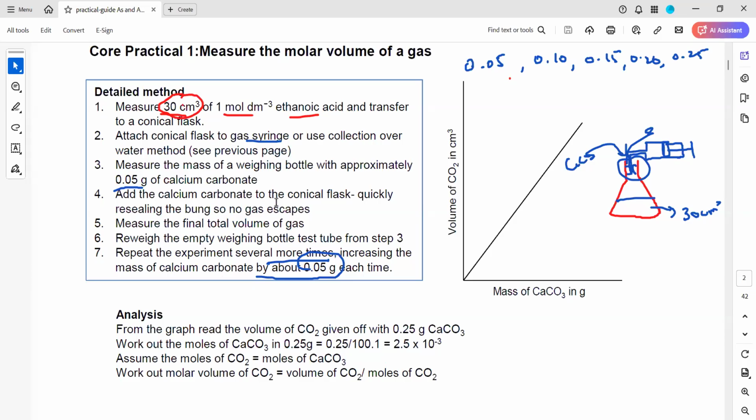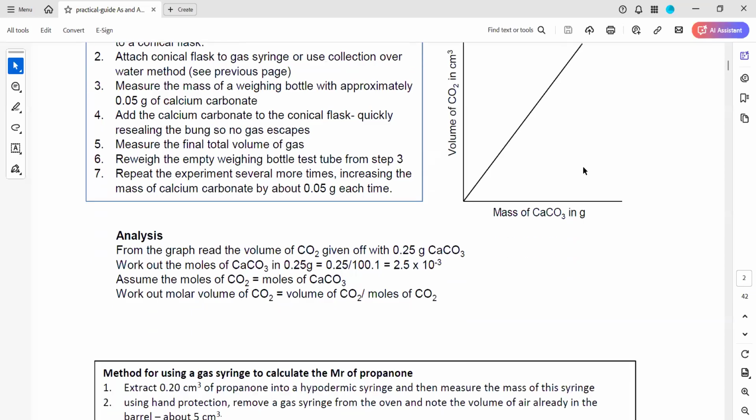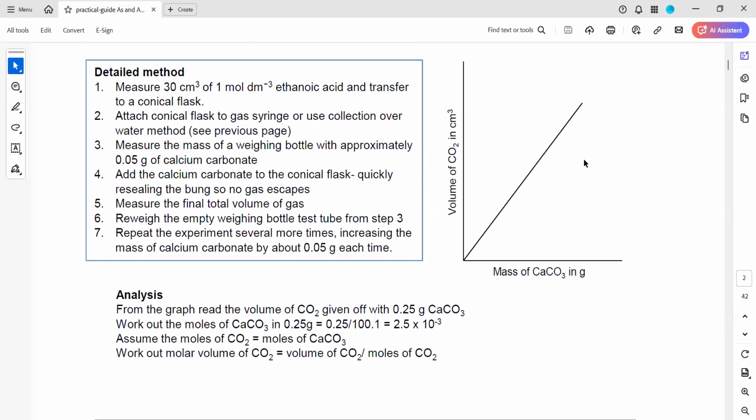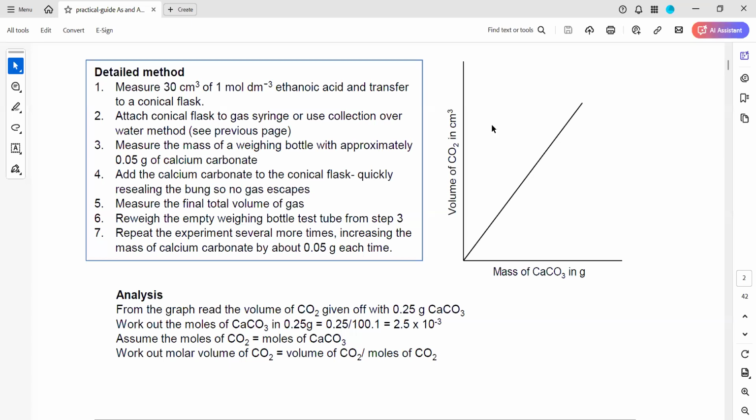Then how do we analyze? You can use your results and plot a graph. As you increase the mass of calcium carbonate, the volume of carbon dioxide gas given off increases. So from your graph, read the volume of carbon dioxide given off.